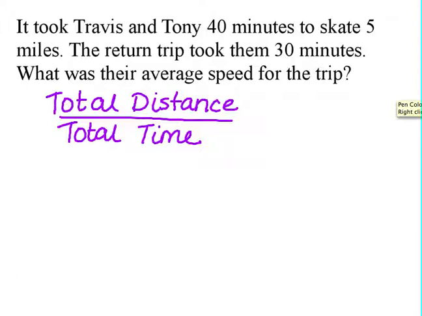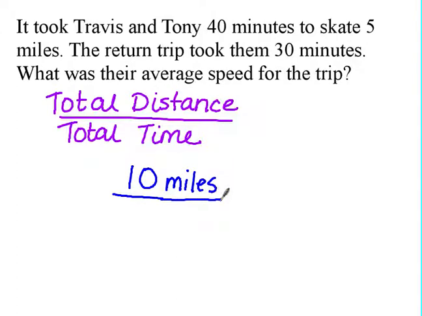Total distance divided by total time. So I want you to look at that problem. Travis and Tony, how far did they skate total? 10 miles, because they skated 5 miles there and 5 miles back. It's good you caught that there are 2 sets of 5 miles. I'm going to put my label because I think that'll explain things better. Now, what was the total time they took?